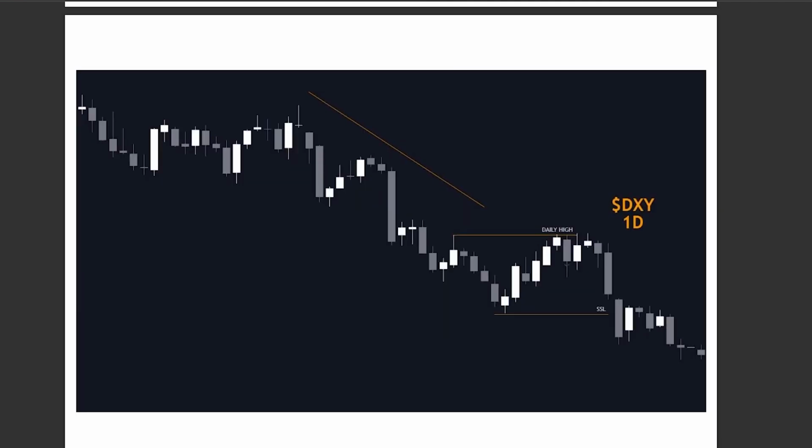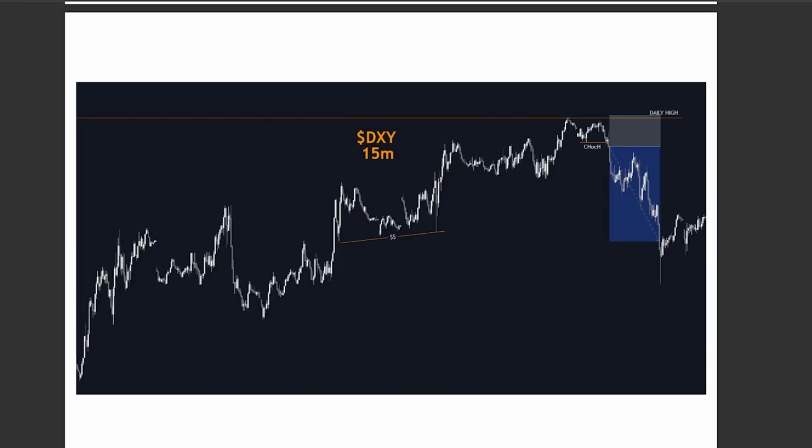Now let's look at an example of the bearish case. As you can see, this is a higher time frame outlook of the Dixie chart. Here is a previous lower high and this is the previous lower low. We have marked these levels and now we move on to the lower time frame.